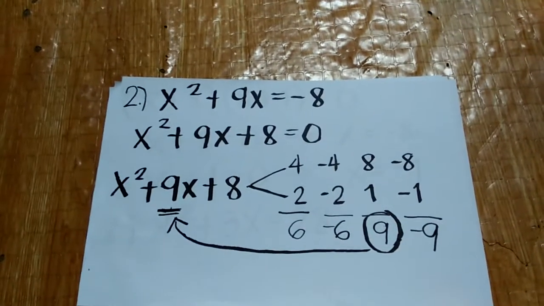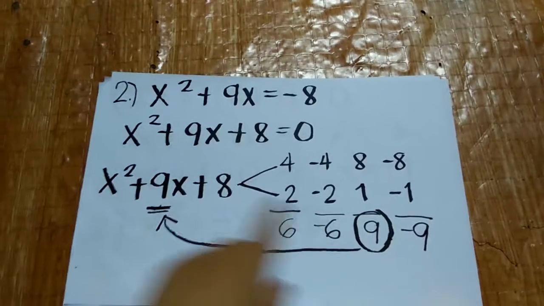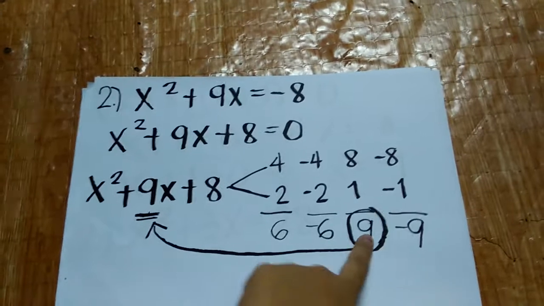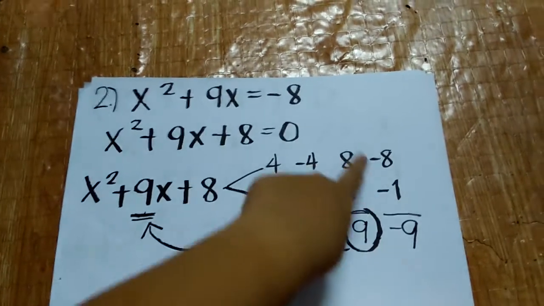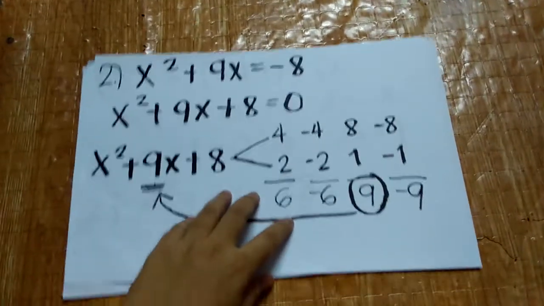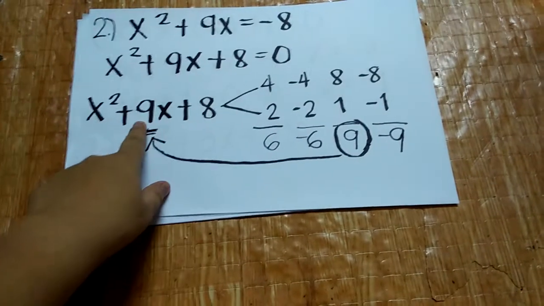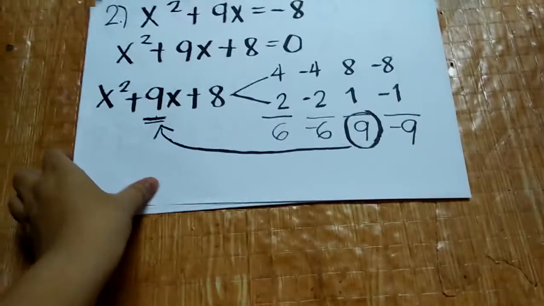So, alin dyan yung nag-equal dun sa gitnang term? So, kitang-kita naman, ang pinili natin is yung 9, or yung 8 times 1. Okay, kasi 8 times 1 is 8. 8 plus 1 is 9. So, yun ang pipiliin natin.